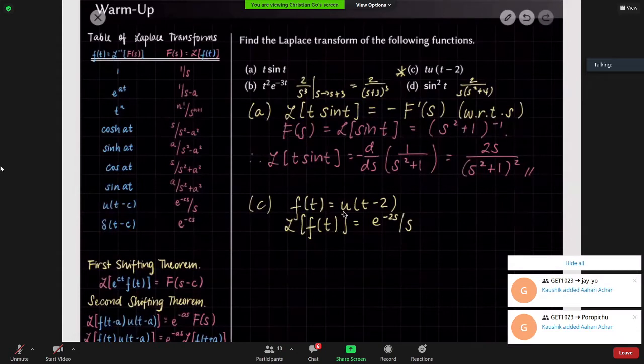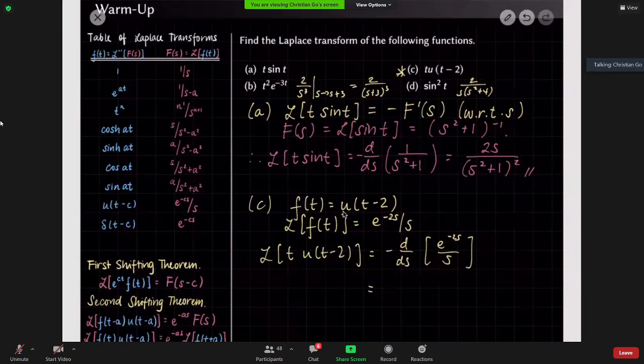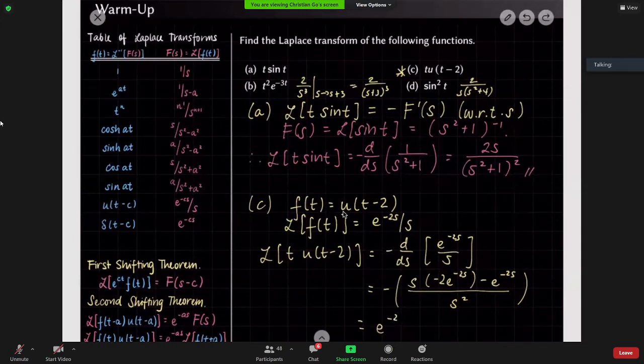And then I'm just going to differentiate. So my L of t u(t minus 2), I'm going to take the negative of the derivative with respect to s of e to the minus 2s over s. A bit long, but doable. Let's do the quotient rule on this. Low times the derivative of high is minus 2 e to the minus 2s, minus e to the minus 2s times 1, all over low squared. Final answer, I can factor out an e to the minus 2s and distribute my negative sign. I have 1 over s squared plus 2 over s. Good, that's it.